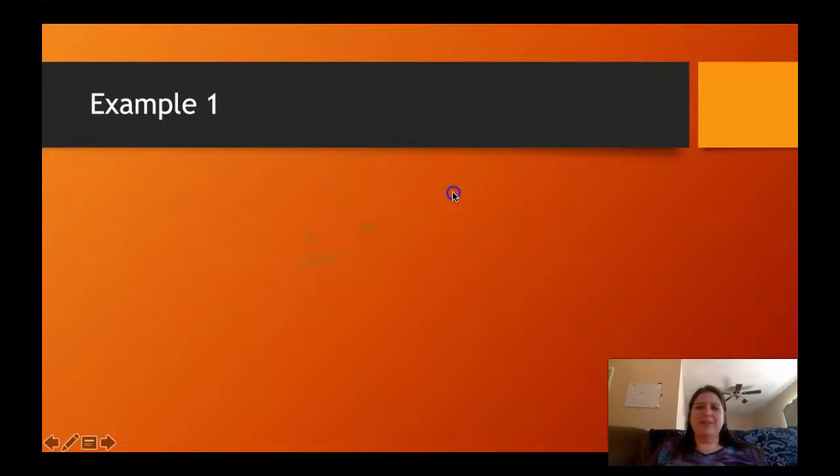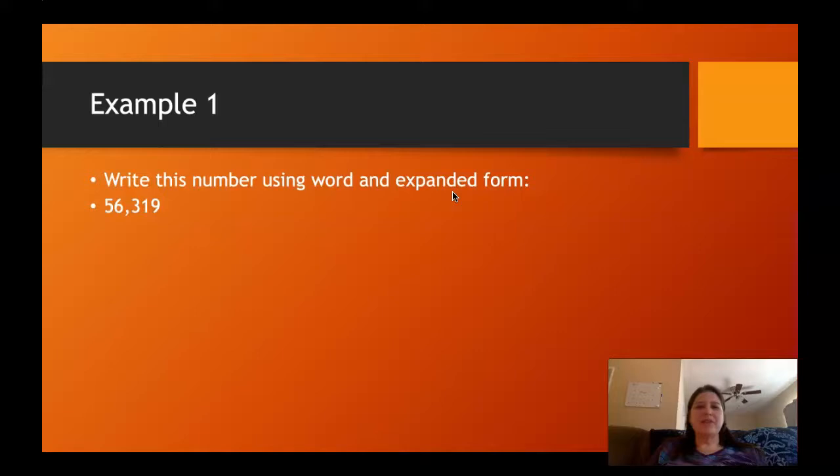Now let's try a few examples. First, here's a number in standard form. And I want you, if you have a piece of paper, if not, I want you to think it in your head. How would you write that in words? If you need to, pause the video and write it down in words. And then how would you write it in expanded form? Here it is in words.